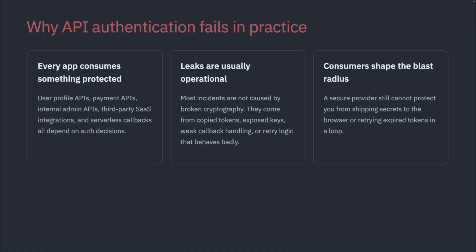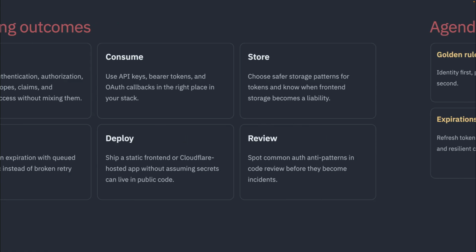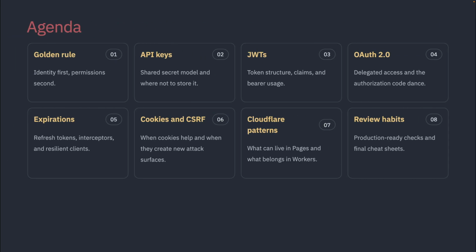Cryptography is not the main failure mode; it's actually the teams and how they implement it. There are a lot of mistakes that could happen, and the idea is to prevent most of those operational mistakes. That's one of the reasons we have not deployed our project's application yet. We will talk about identity, consuming, storing, how to refresh, how to deploy, and we will review some anti-patterns here and there. This is pretty much the agenda for today.